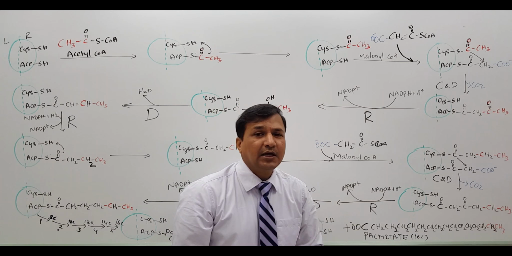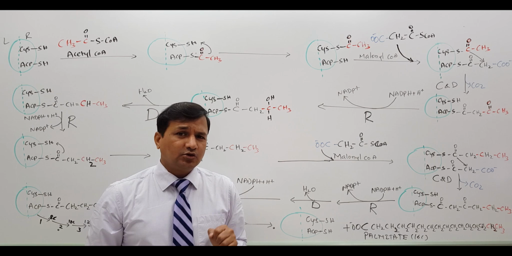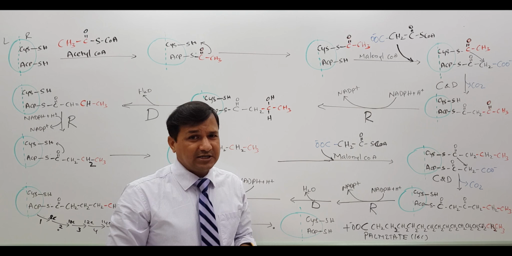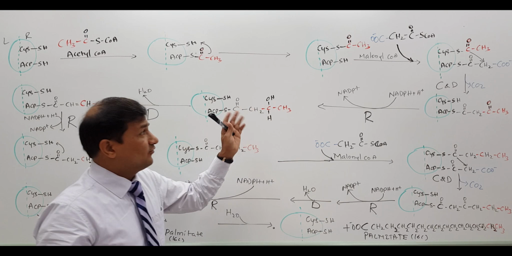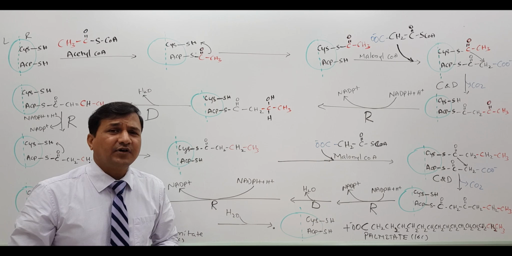How do you remember that? What if the examiner changes the number of carbons? All you need to do is take out 2 from the total number of carbons present in a fatty acid. If it is palmitate, which is 16 carbon, take out 2 from that 16, so it becomes 14. So 14 NADPH plus H plus needed for palmitate synthesis. If your fatty acid is stearic acid, 18 carbon, take out 2 from 18, so you get 16. So 16 NADPH plus H plus needed for stearic acid formation. Like this, you can know how many NADPH H plus molecules are needed to make a fatty acid of a specific number.